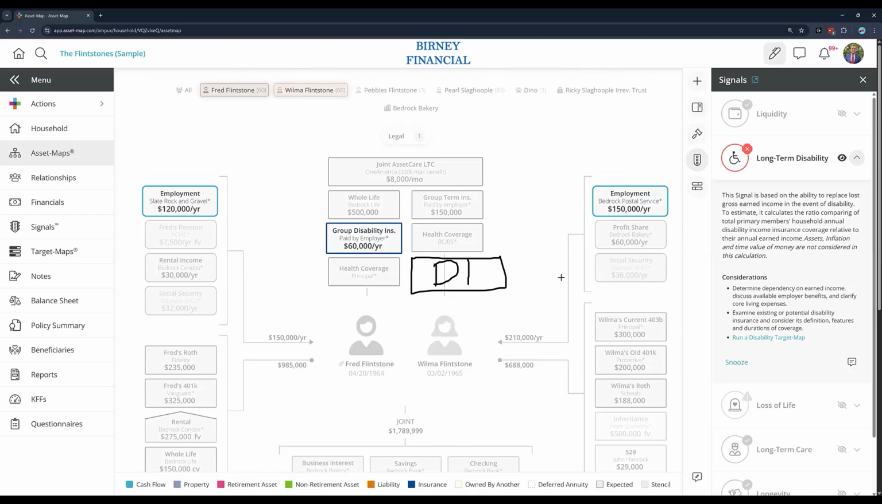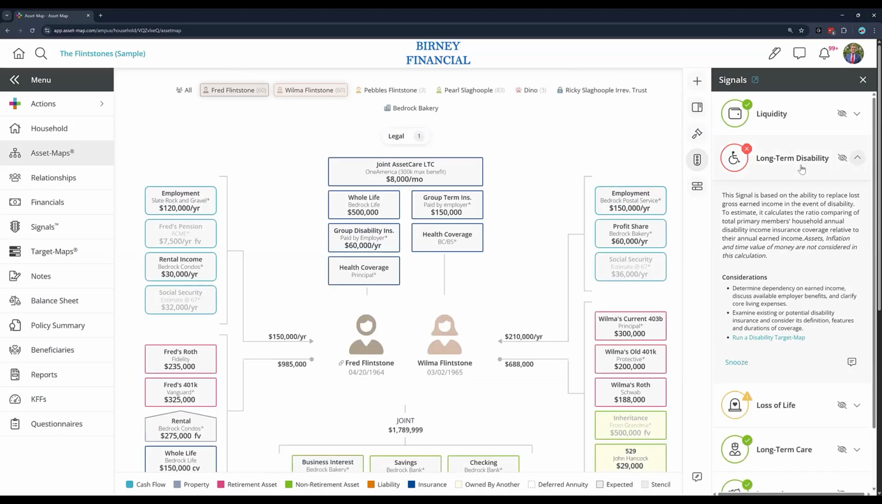And Wilma says, wow, great. Where do I sign? So that's where target maps come in very handy. Show me where the need is. And then, hey, you, Mr. or Mrs. Advisor, what can I do to solve that need? Show me the way. So that signal for disability, it's red, but let's take some action. Let's do something about it.